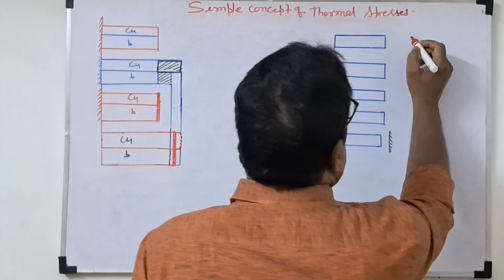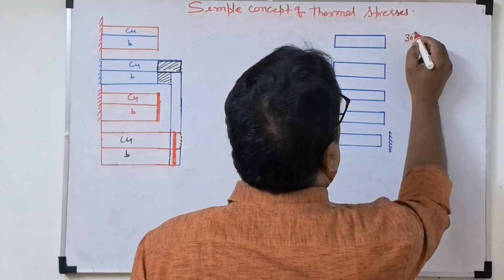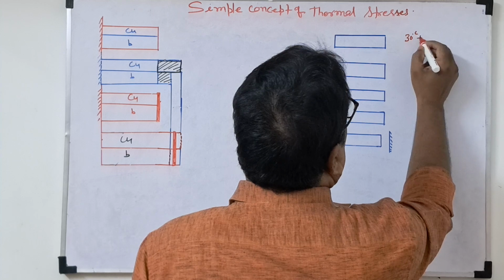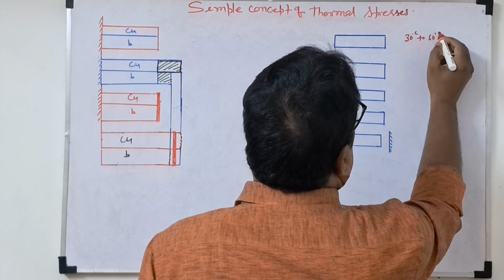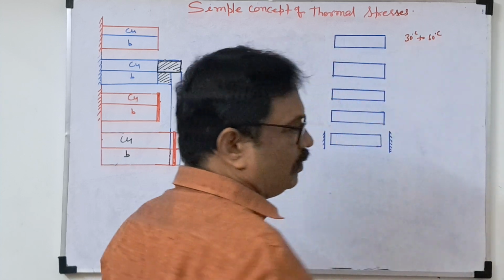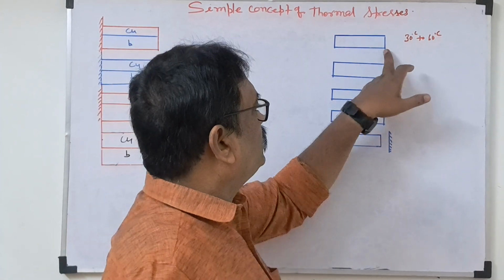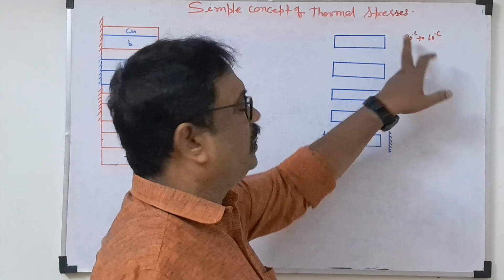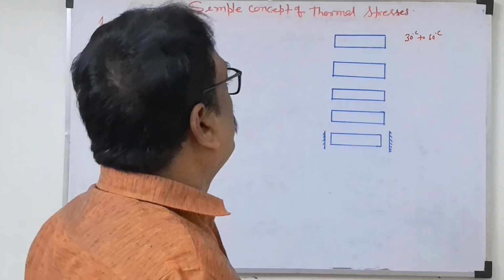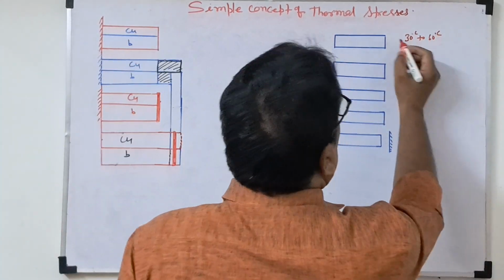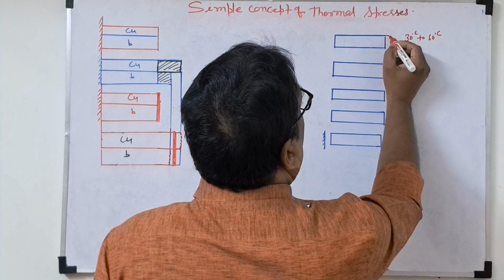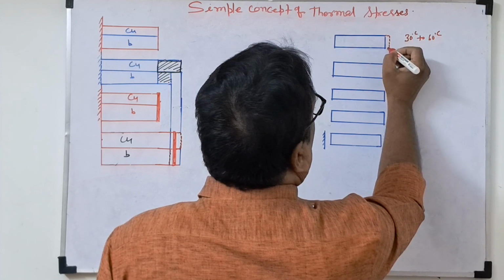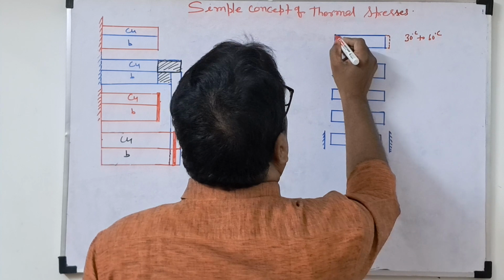at normal temperature, suppose 30 degrees. Now we will increase the temperature to 60 degrees. As we know, due to the temperature difference, thermal stresses will develop. So the body will elongate due to the temperature difference. If the temperature increases, the body will elongate.